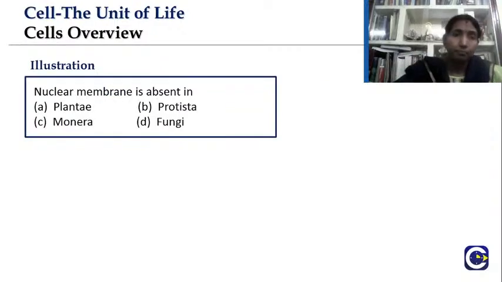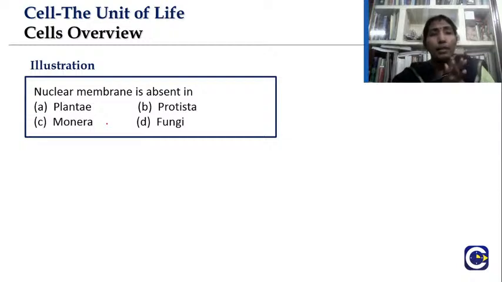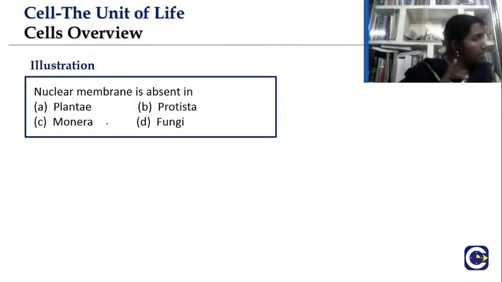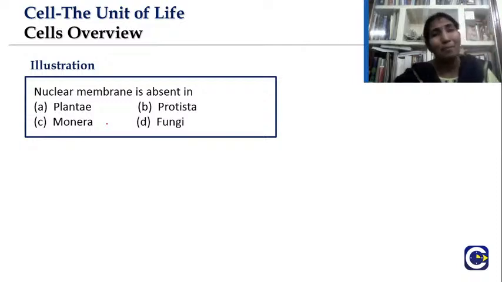Okay. Yes, now coming to the question session. Nuclear membrane is absent in Plantae, Protista, Monera, fungi. Yes, ma'am, in RBC, does the spectrin ankyrin make up the cytoplasm or the plasma membrane? It makes up the membrane.